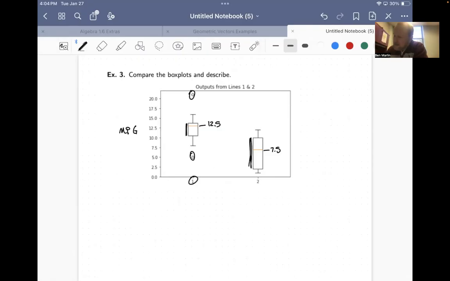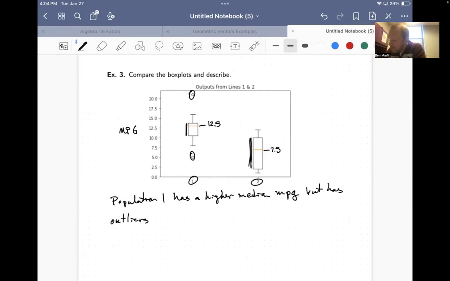So when we're asked here to compare the box plots and describe, then we would say that population one has a higher median MPG, but has outliers above and below.